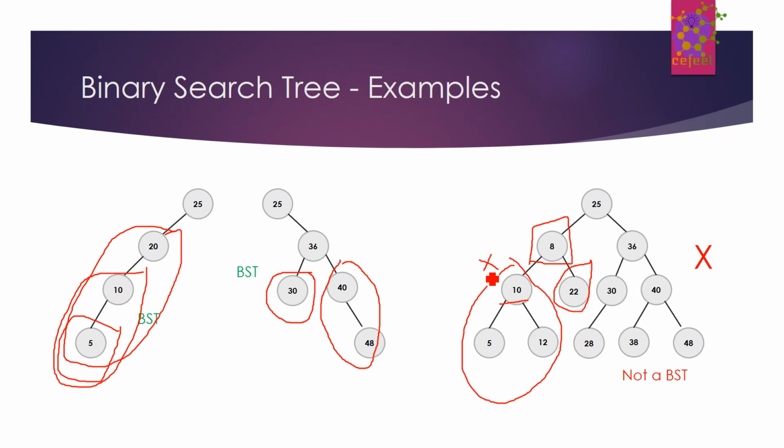We have discussed that all the nodes in the left subtree should be less than itself, but 10 is in the left subtree of 8, and it is not less than 8, and hence this violates the binary search tree property, and hence this is not a binary search tree. The right node is fine, but it's just because of this node 10 that this is no longer a binary search tree.